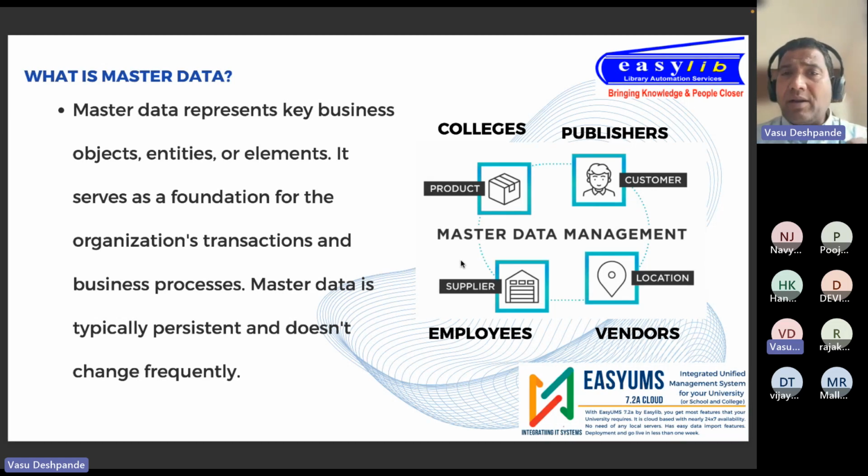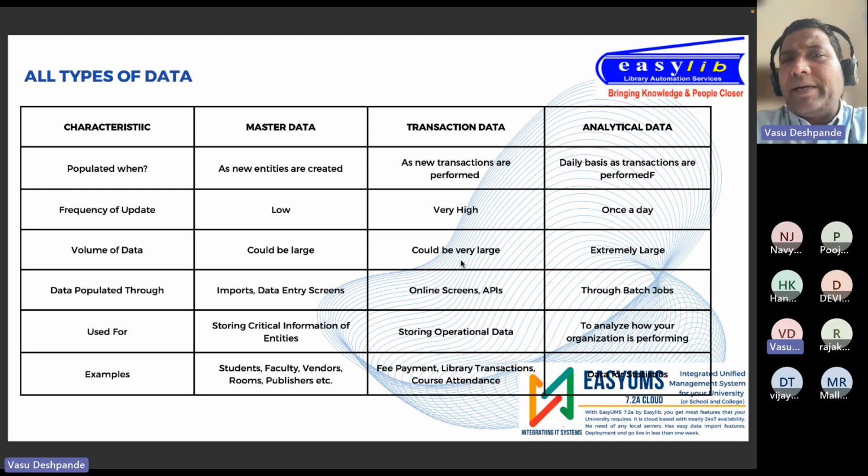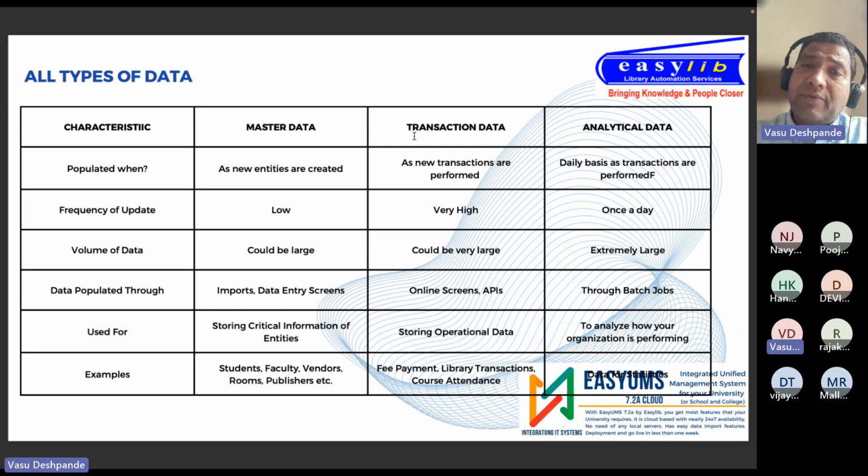So let's see what the other types of data are. There are three types of data that we can see. The first one is master data that we covered. Second is the transaction data, and third is analytical data. So three things: master, transaction, analytical. Let's see what is the difference between each of these from various respects.